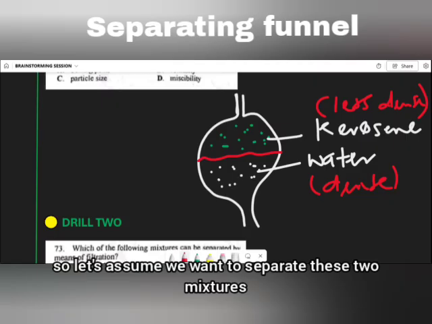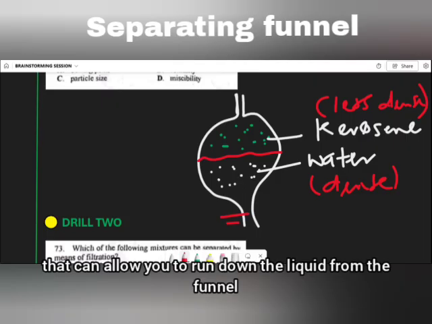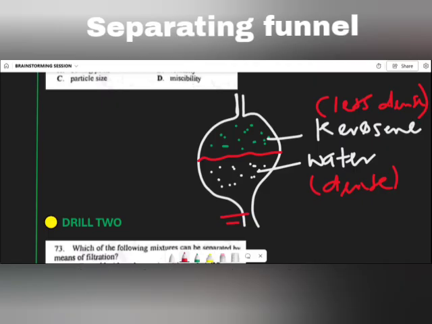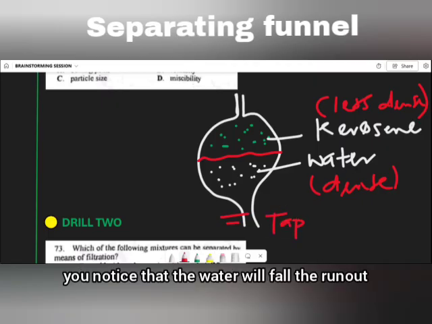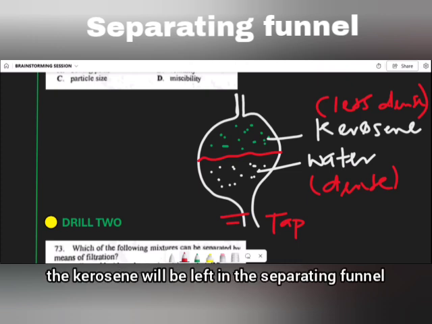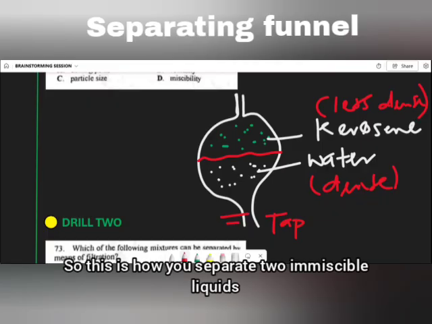So let's assume we want to separate these two mixtures. How do you want to separate it? There's always a tap at the side that can allow you to run down the liquid from the funnel. So when I try to open the tap at the side, you notice that the water will first be run out. And when the water runs out, the kerosene will be left in the separating funnel. So this is how you separate two immiscible liquids.